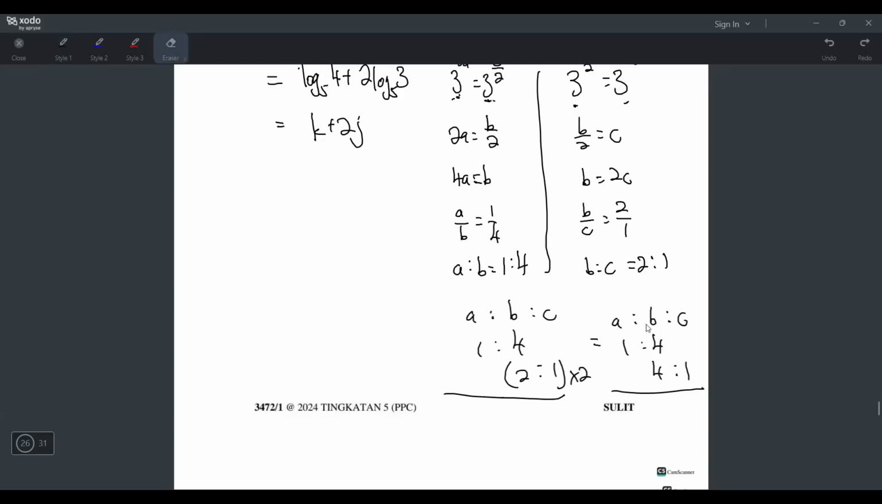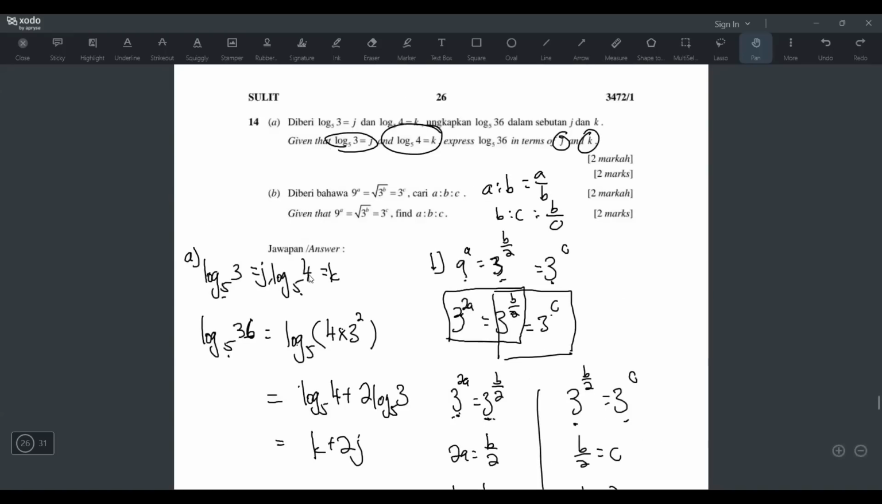Oh, mistake already. This one also has to be times 2, right? Sorry, so this one should be 2. You understand, right? Because 2 times 2 is 4, 1 like that. Okay, now it's the same already. Now we can combine. When we compress this, it becomes 1 ratio 4 ratio 2. So this is the answer. Hope you understand. So that's all right.